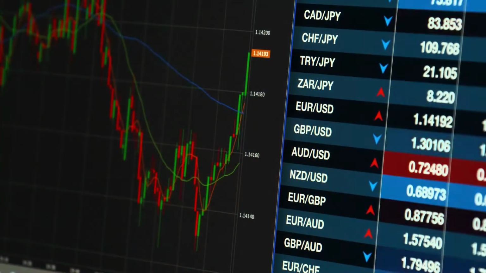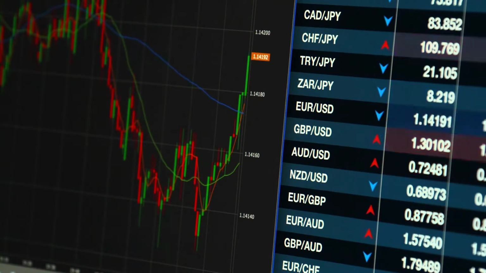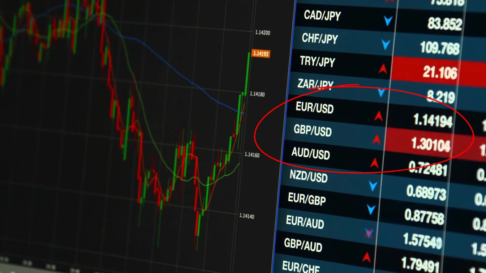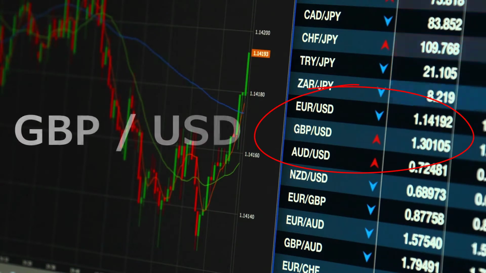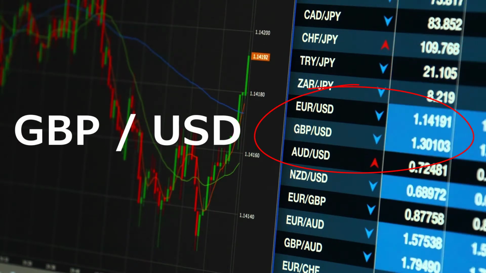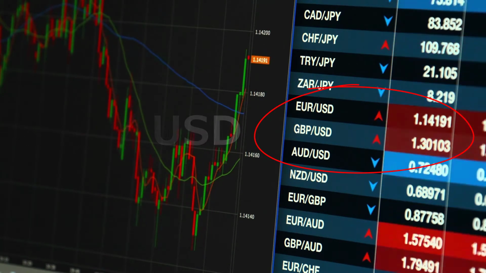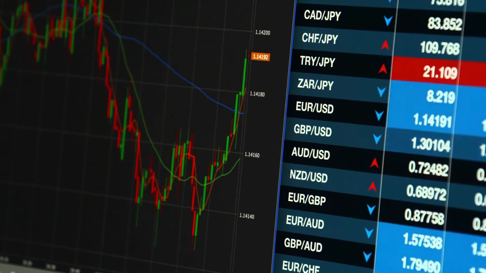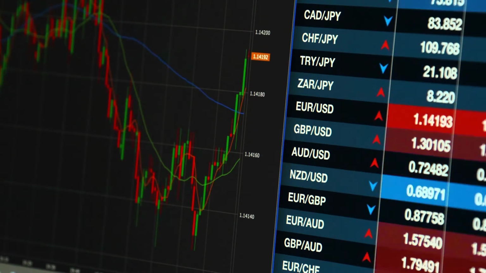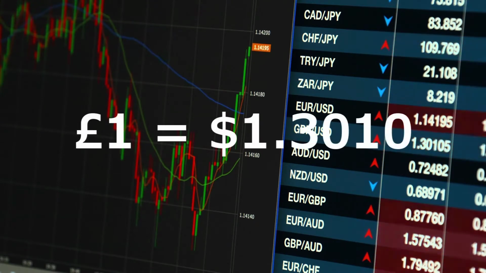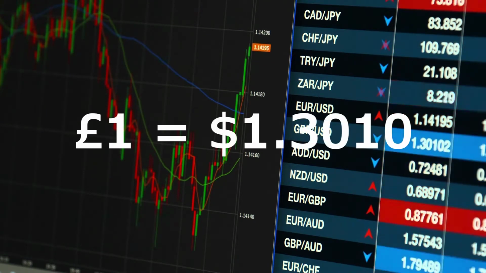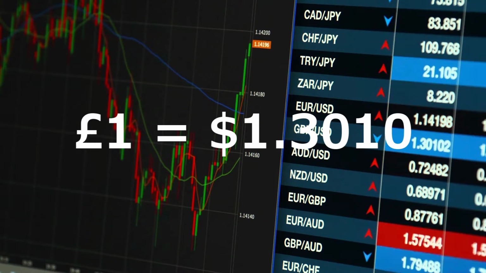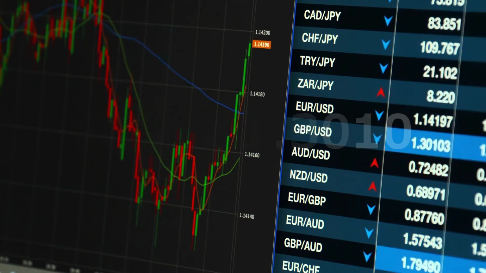Let's have a look at a couple of examples of that in action. You can see just to the right of the screen that the GBP/USD, that's the Great British Pound against the US dollar, is currently quoted as 1.30102, or ticking over 3-5 or thereabouts. But what does that mean? Well, quite simply it means that £1 equals $1.30 in the US currency. It's as simple as that.